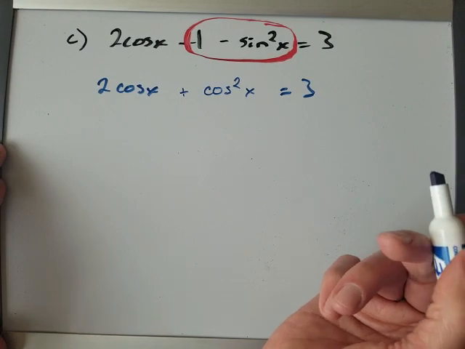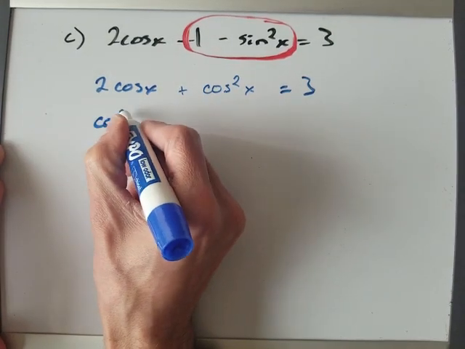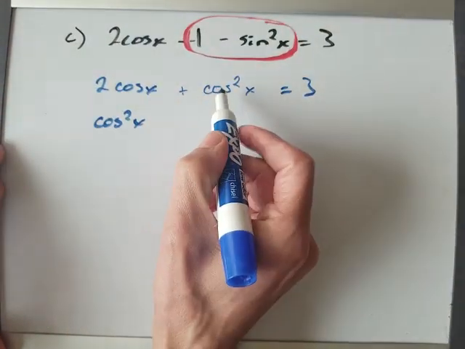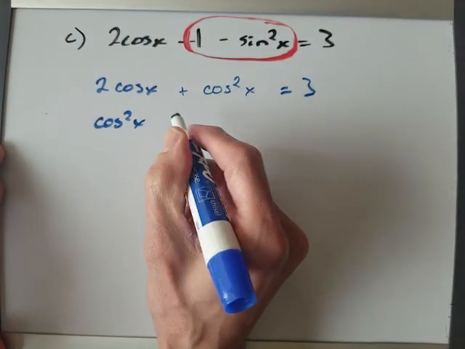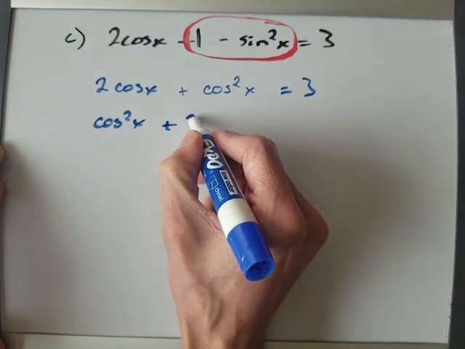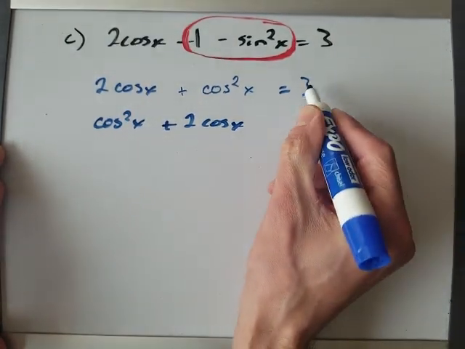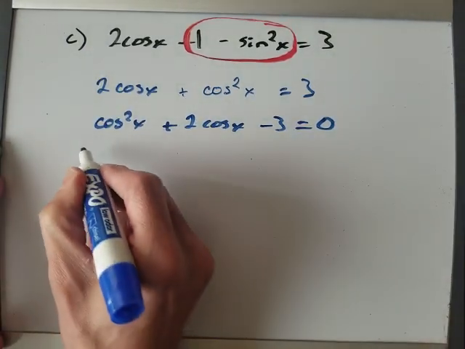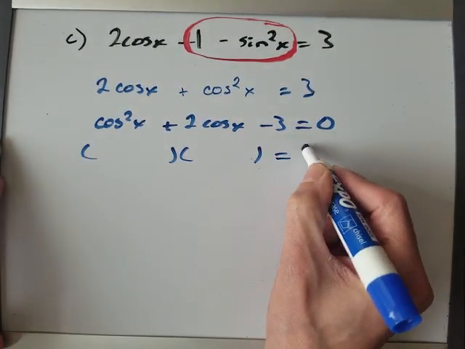And now here's where our final manipulation comes in. We're at a spot where we could bring everything to one side. I'm going to bring everything to the left. I'm going to write it in the order I want. So cosine squared first, then that's a positive 2 cosine x, and then I'm going to minus the 3 over. We have everything to one side. We have it let it equal to 0, and we're going to factor it.